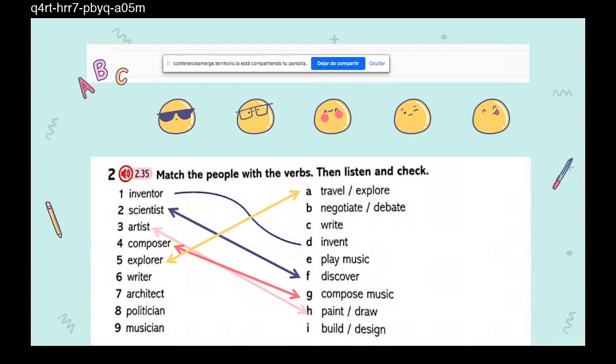The number seven, the architect, is the person who writes, over here. Sorry, the writer. The writer is a person who writes. It could be a poem, a novel, or something. The architect now is the person who builds or designs. Then the number eight is a politician and is the person who negotiates or debates. And the number nine, the musician, is the person who plays music.